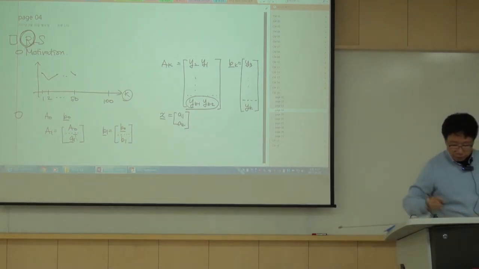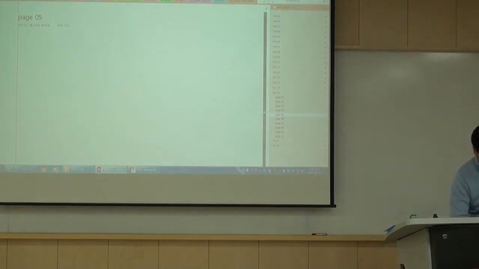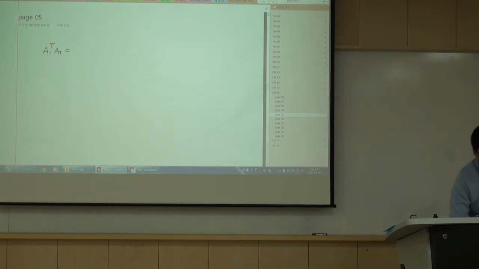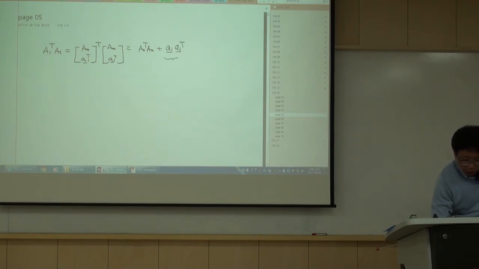Now, let's see what happens. So we want to compute the Gramian of A1. And what is A1? A0 and a1 transpose. So it's algebra now. A0 transpose A0. Good. That is the Gramian matrix from the previous step. Plus a1 a1 transpose. By the way, this is the rank 1 update term.